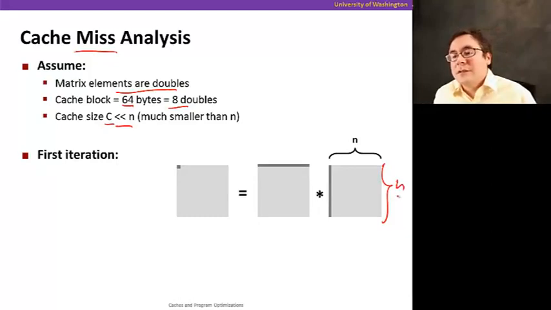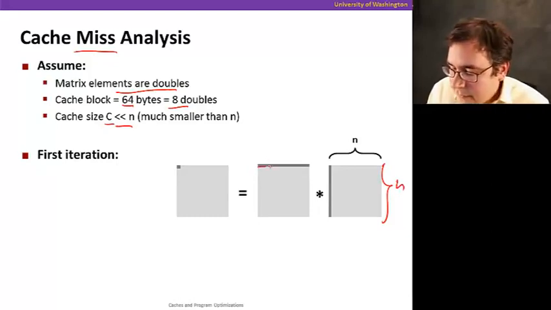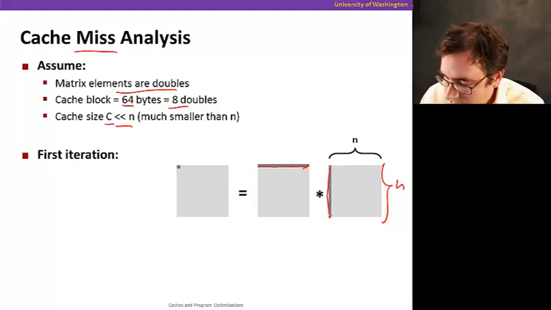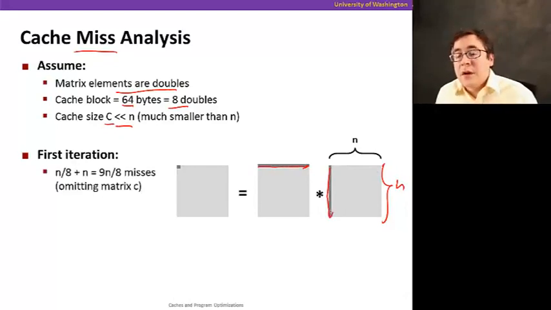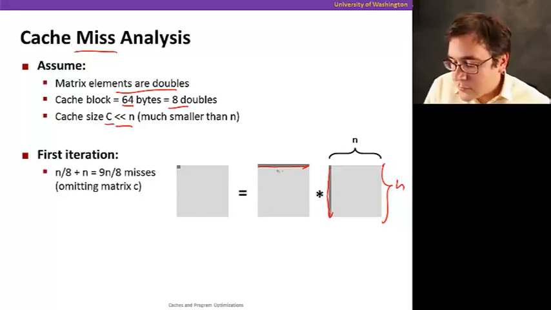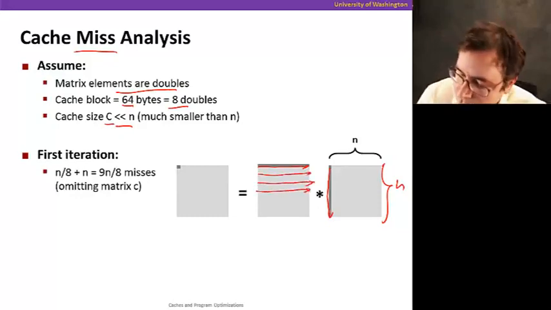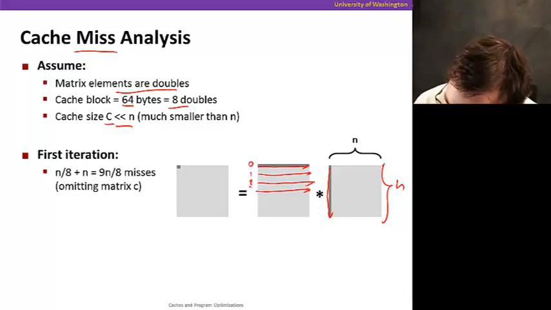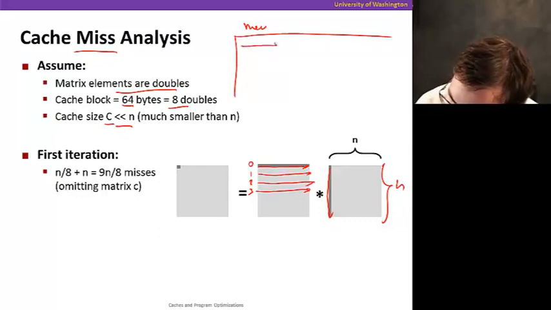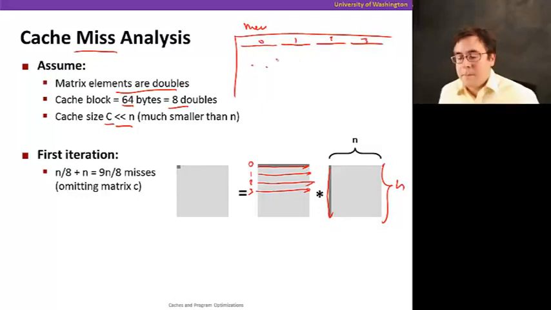Let's see what happens in the first iteration. In the first iteration, we're going to read the entire row of this matrix and the entire column of this matrix. One thing to keep in mind is the way data is laid out in memory: we store an entire row, then another row, then another row, and so on. If this is row 0, row 1, row 2, and row 3, the layout in memory is entire row 0, then entire row 1, entire row 2, entire row 3, and so on.